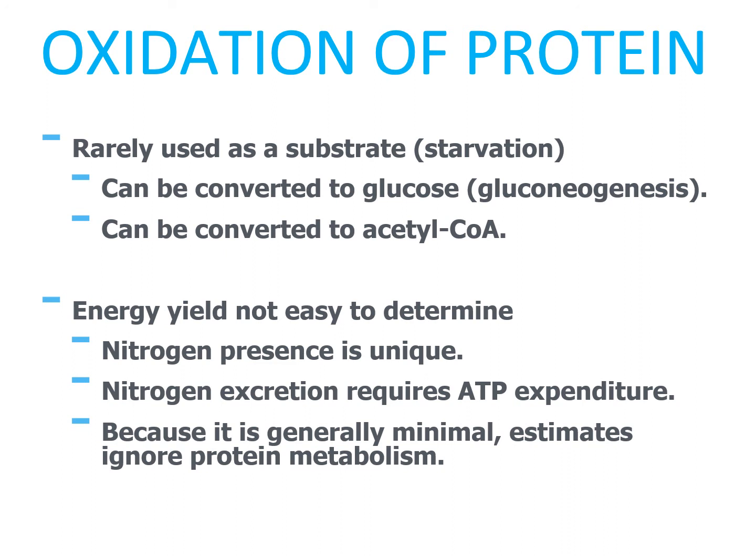We can't really determine an energy yield for protein. We know the presence of nitrogen makes this process very unique, and then we have to take the nitrogen and excrete it out through our kidneys, which is going to require ATP expenditure. So because it is generally minimal, estimates typically ignore protein metabolism when we talk about energy substrate use.